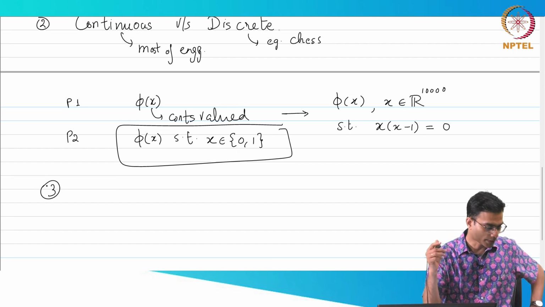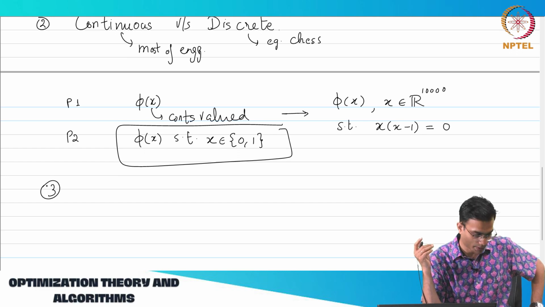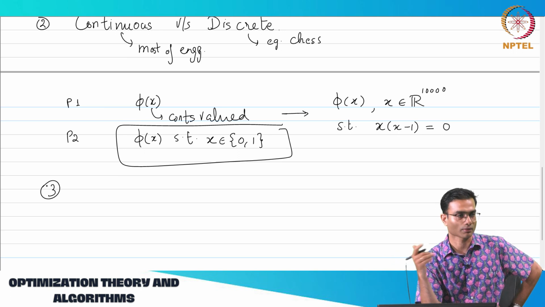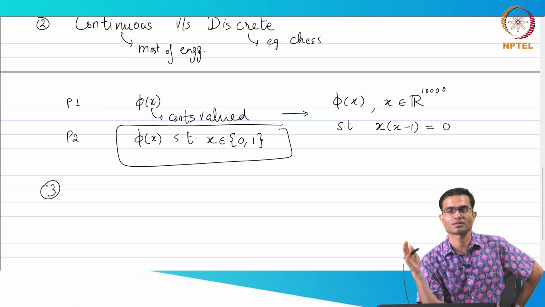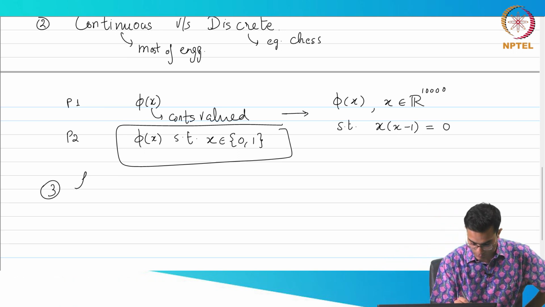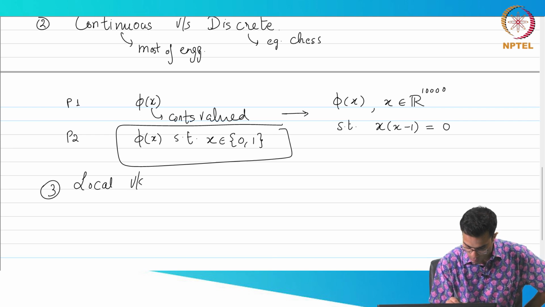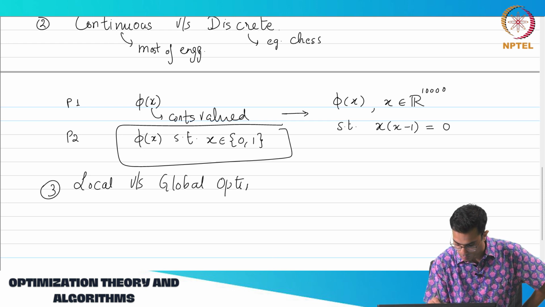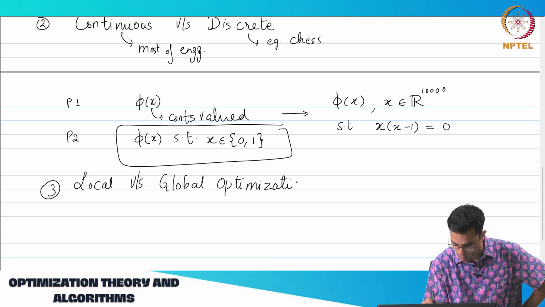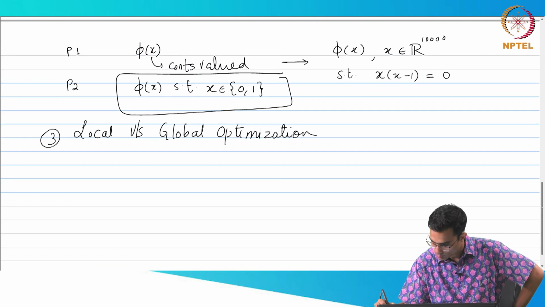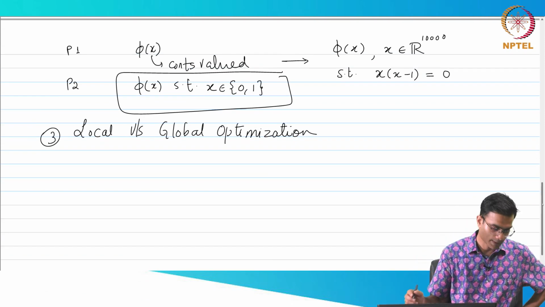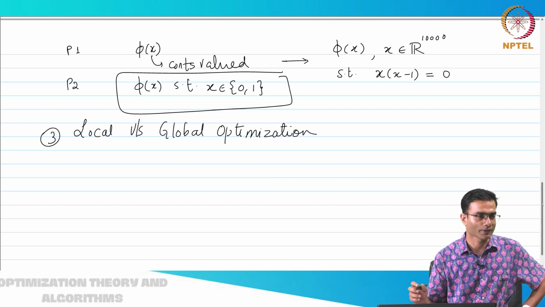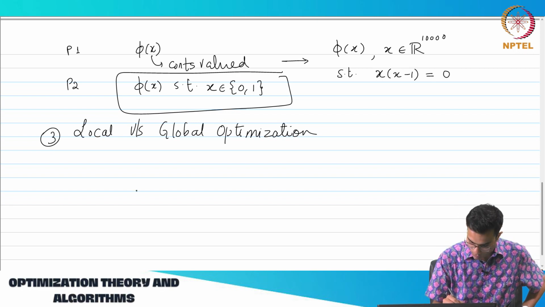Okay, so we've looked at continuous versus discrete, we've looked at constrained and unconstrained. The other type of optimization that we come across is local versus global optimization. The best way to describe this is via a figure. So let me try to draw a figure.